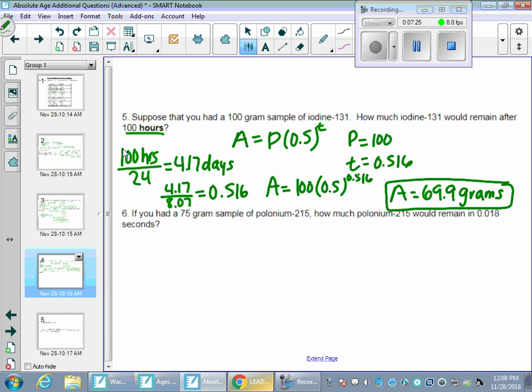Same idea for the next one. If you had a 75-gram sample of polonium-215, how much would remain in 0.018 seconds? Really short period of time, but still the same type of question. So we write our equation. I write how much we started with, 75. I'm trying to figure out T, so remember, I take what I'm given and divide it by the half-life.